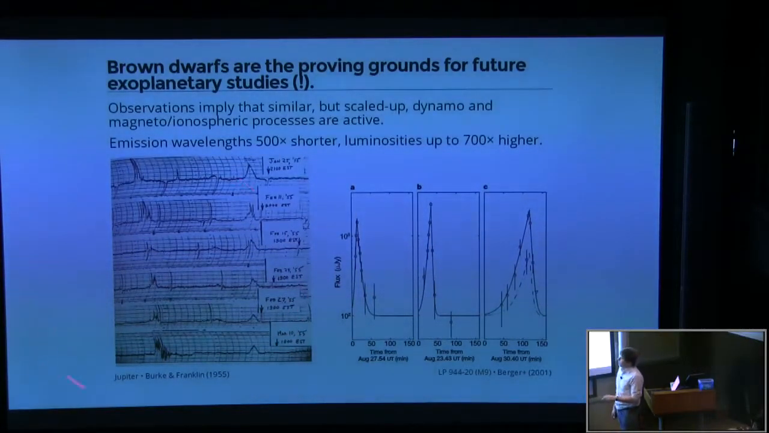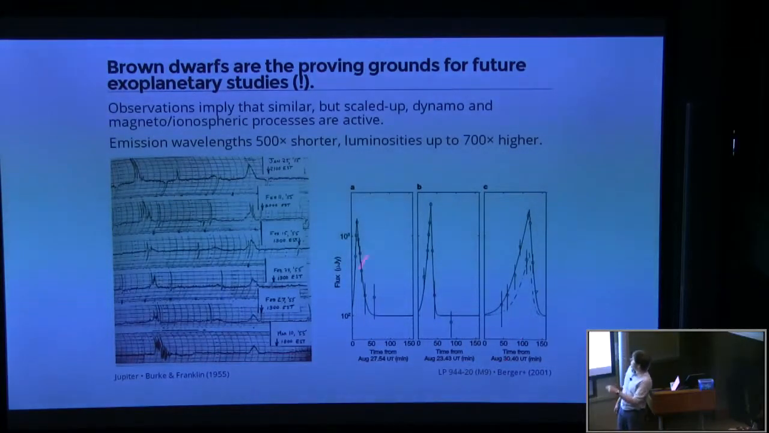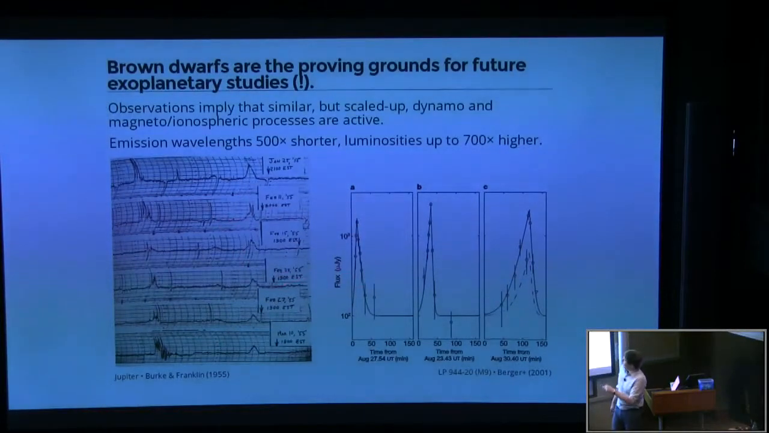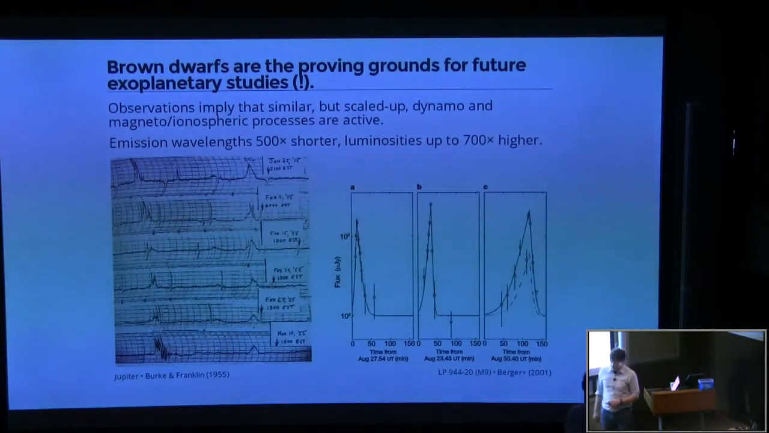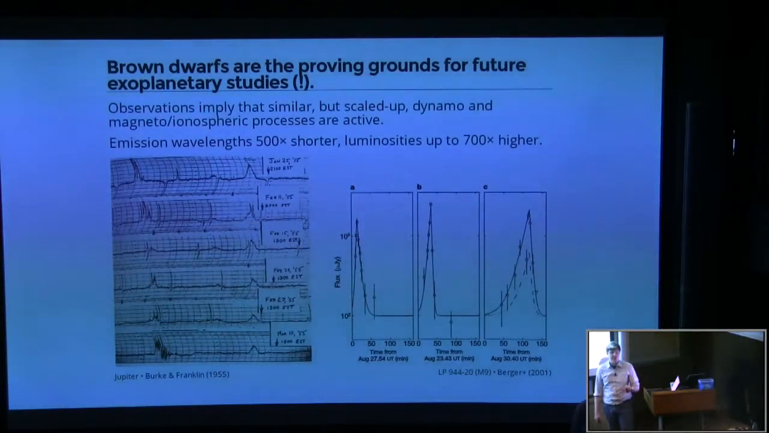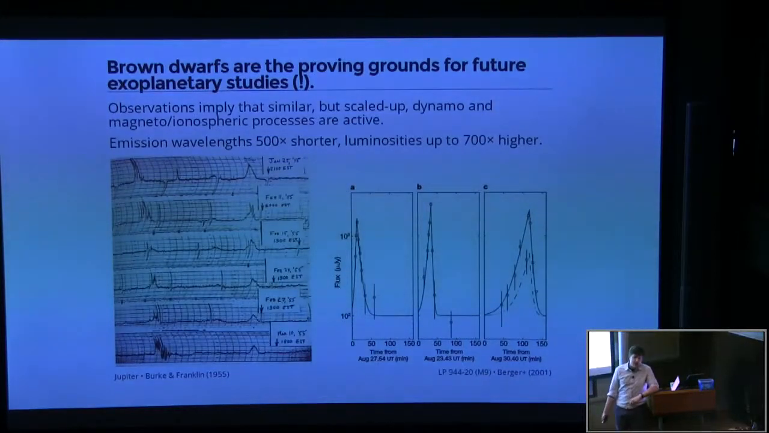This is the discovery of radio bursts from Jupiter back in 1955. This is Ito's discovery of radio bursts from the first brown dwarf in 2001. I kind of like the visual analogy there. I can't show some other things because they're not published yet, but there are a few lines of observational evidence indicating that there's a scaling over a factor of, say, 100 in mass.